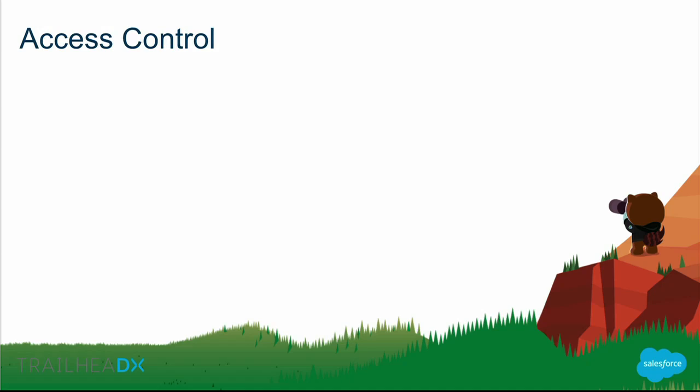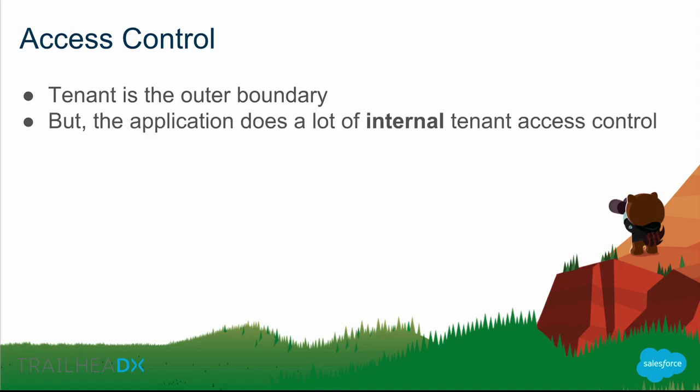Now, there's another important function within this kernel, which is access control. I already mentioned tenants, right? Tenant is the boundary for data. But you probably know, inside of that boundary, there's a ton of other access control as well, right? Internal to the tenant.